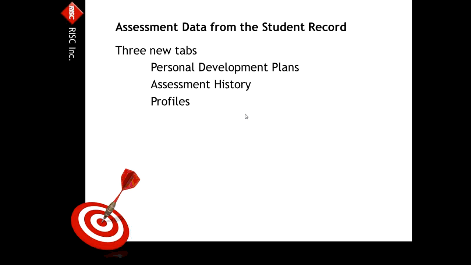The one thing that has been added as far as getting in and seeing all this data, which obviously is critical if you're going to put it in, is 3 new tabs on the student record. We'll take a quick look at those, and then we'll take a look at some of the reporting options before we break over into questions.